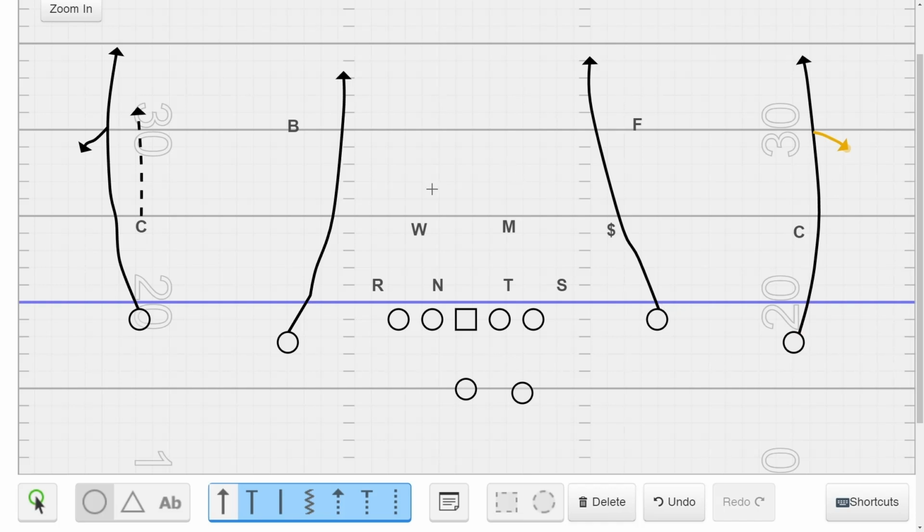Our slot receivers have similar ideas, different landmarks. For me, their landmarks are the hash marks. We want to get vertical to the hash marks, and then when we get to 10, we're going to make our leverage read. I vary them a little bit just so we can get some variation. I have my Y get to the hash mark. He has leverage, so he's going to sit down inside the hash mark and curl up.